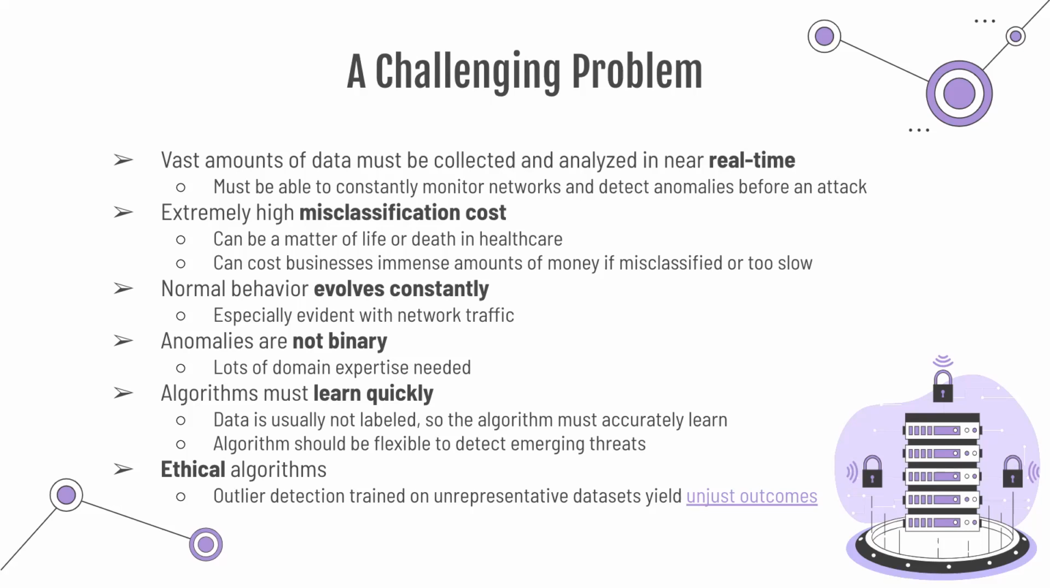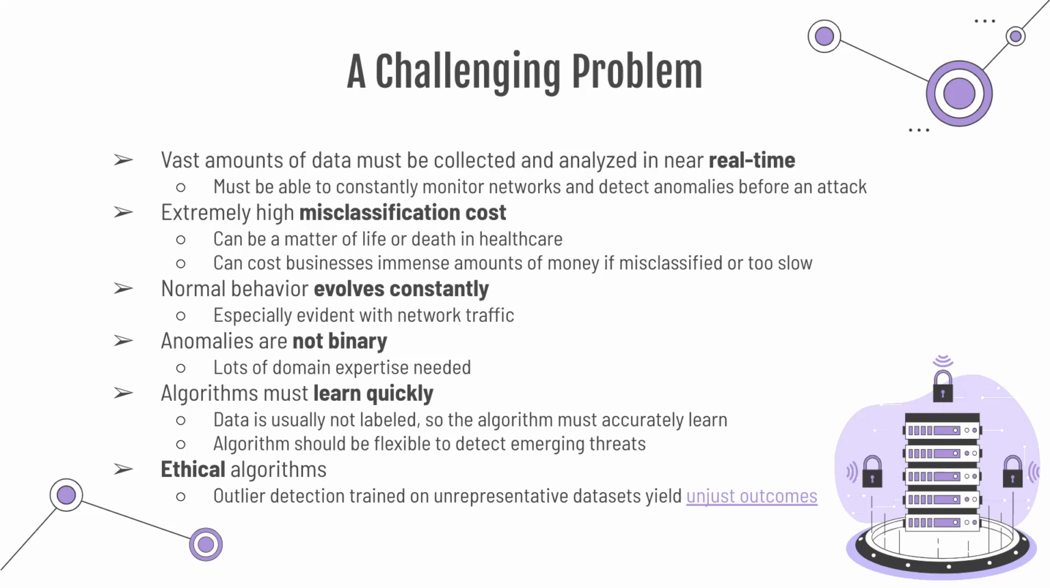And another reason why anomaly detection is so challenging is that there's extremely high misclassification cost. If you misclassify an anomaly as a normal point, this can be a matter of life or death in healthcare, because on a personal level, this can mean that some person's life-threatening situation could be ignored or possibly just misread.